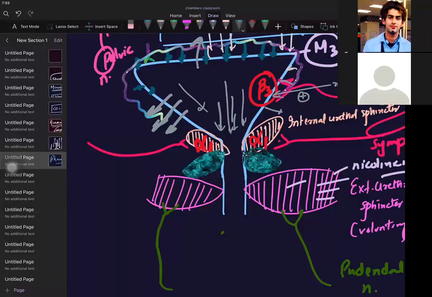Okay, alpha 1 receptors at the neck of the bladder. Now you tell me, when I stimulate alpha-1, what happens? Alpha-1 stimulation causes constriction or dilation? Constriction. Can I give an alpha-1 agonist in patients of benign prostate hyperplasia? Never, guys. It is contraindicated. How can you give? We can't give.